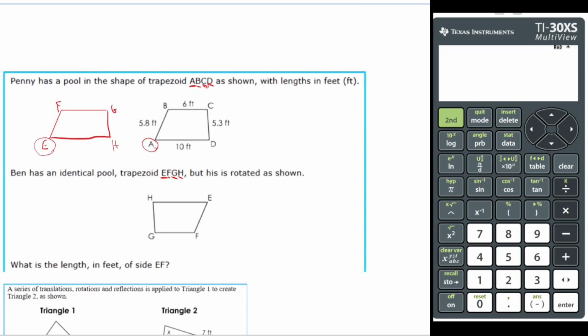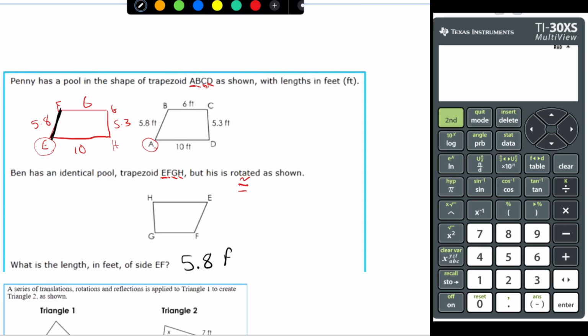So it's rotated. Rotated means congruent. So that would mean that this is 6, this is 5.3, this is 10, this is 5.8. And it says, what is the length of side EF? EF is this one, which is 5.8 feet.